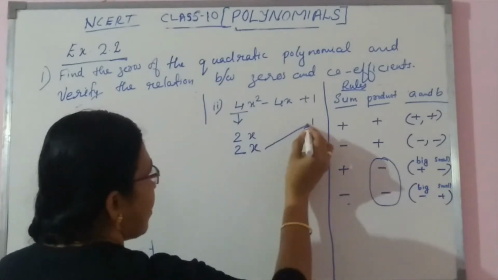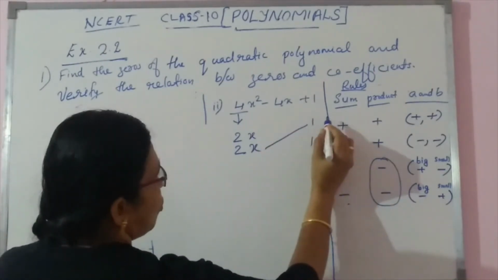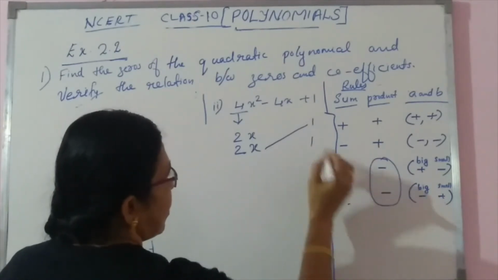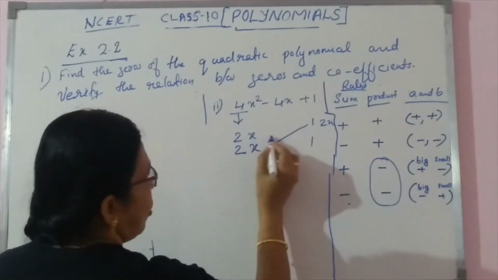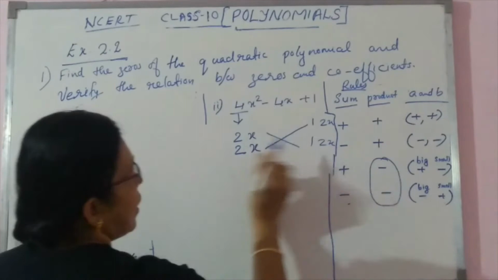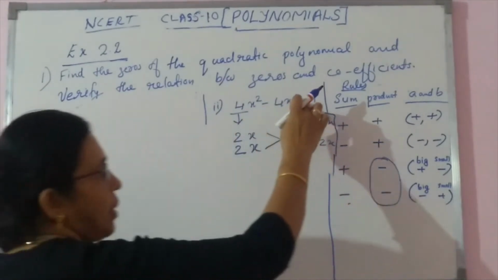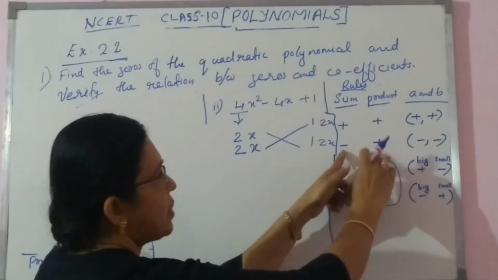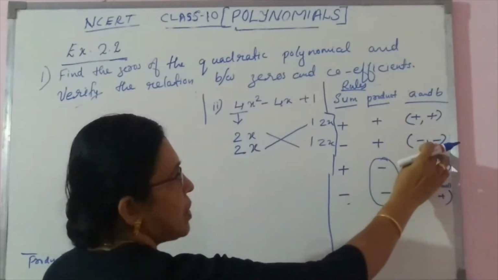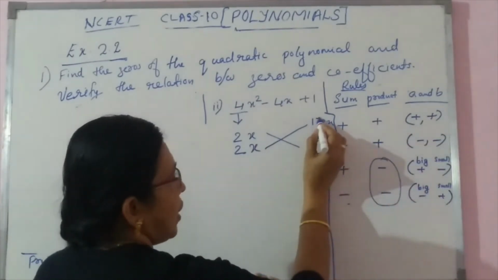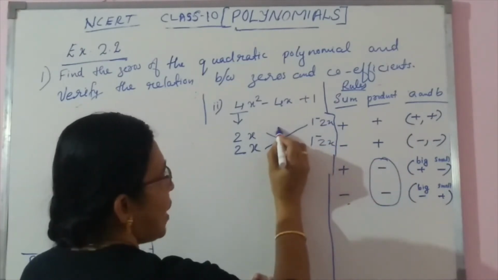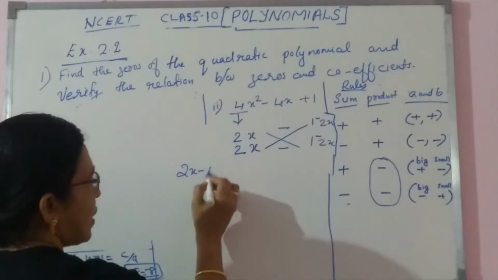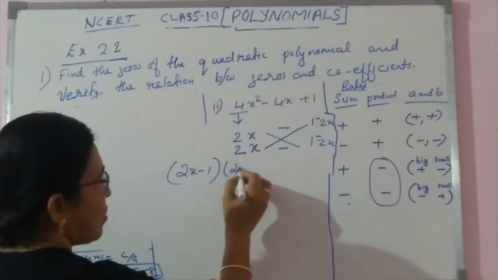By doing the cross multiplication you will get here 2x. So 2x you got. Here also you are getting 2x. Now you can see here minus and here plus sign. So minus and plus sign it is coming. So both the numbers take the negative sign. Therefore here negative 2x and negative 2x. The same sign you have to put here. Therefore the factors are 2x minus 1 into 2x minus 1.